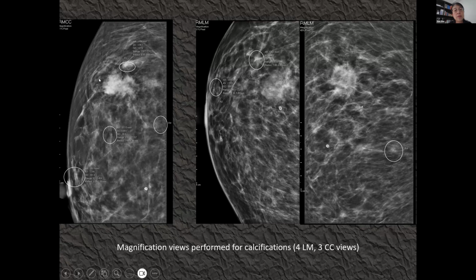So one suggestion I have when faced with these patients with generous sized breasts and with multiple findings that need to be evaluated on magnification views is to use a lower magnification, maybe 1.5 instead of 1.8. Because with a 1.5 magnification, we would be able to include more of the breast, and this would be able to capture the calcifications or the areas within the breast without doing so many views.